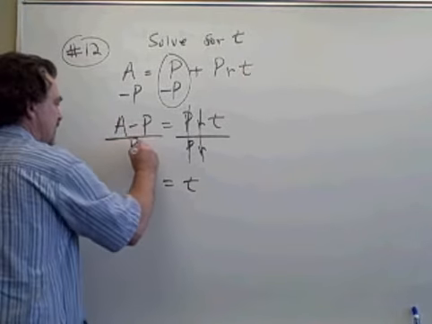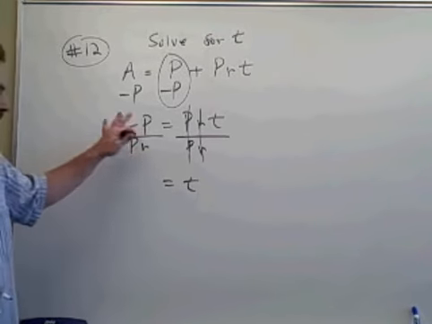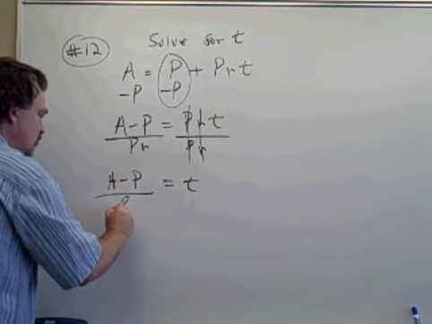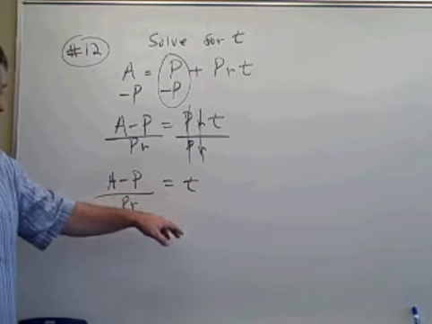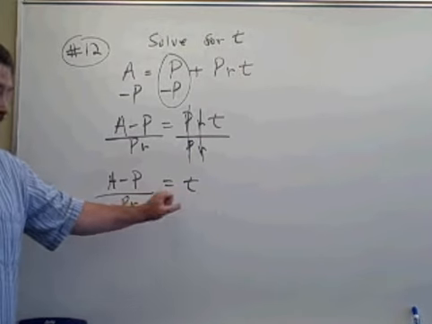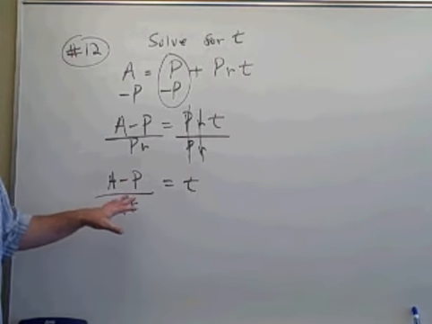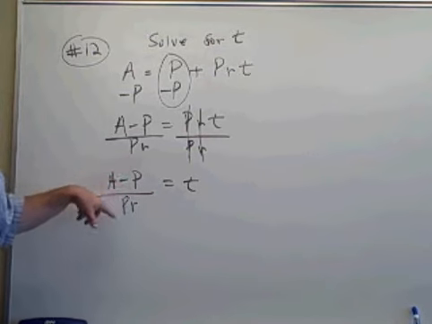But then I'd have to divide this side of the equation by PR as well. I really can't do any of those divisions that are there, so my final new formula for T, which in this formula T represents time, my final new formula for T will be A minus P over PR.